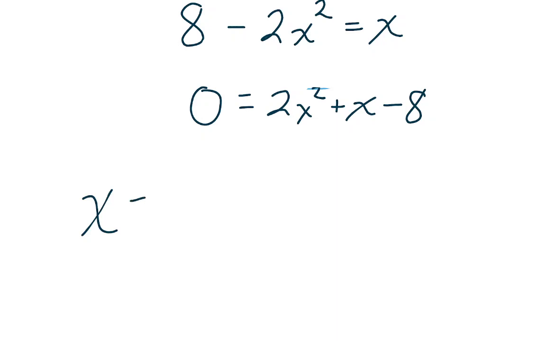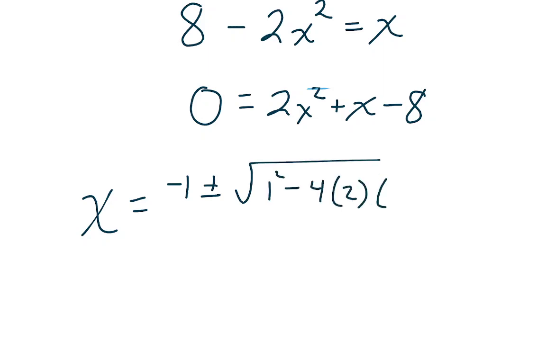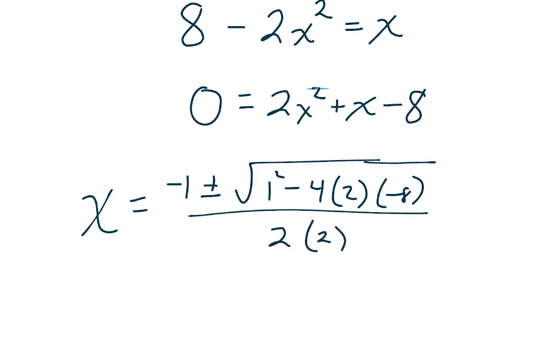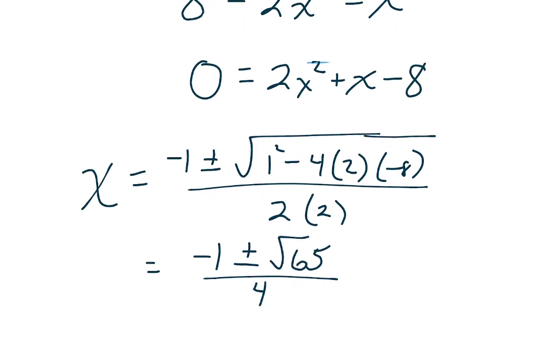How about the quadratic formula? You can't factor this problem, so quadratic formula, unless you want to complete the square. Nah, I don't really want to do that. So we've got the opposite of b plus or minus the square root of b squared minus 4ac all over 2a. We're not going to write the whole thing out, but it does end up coming out to be negative 1 plus or minus square root of 65 over 4.